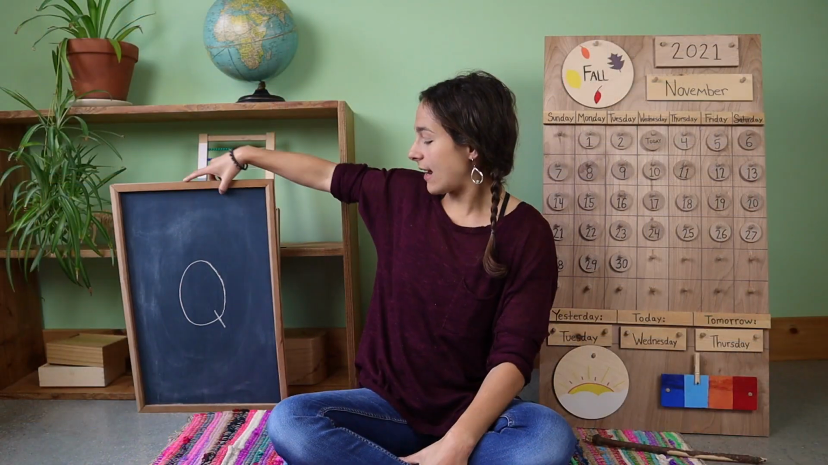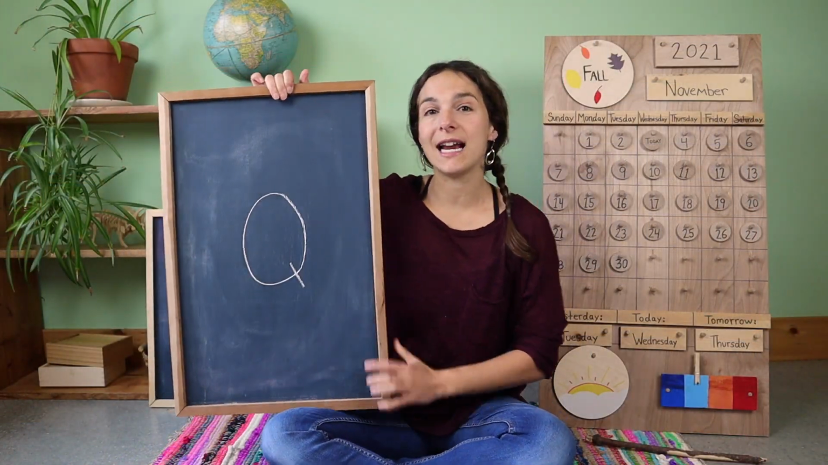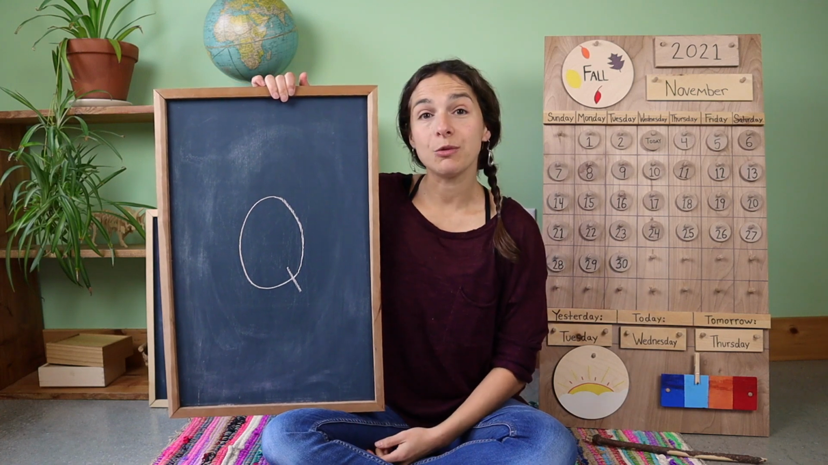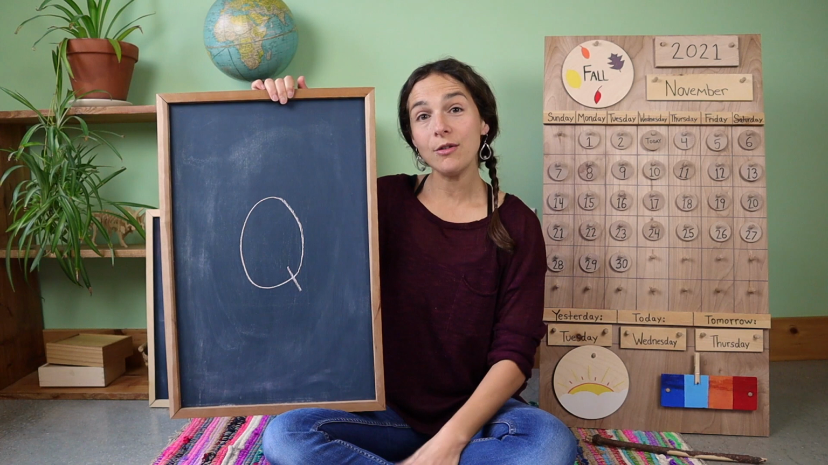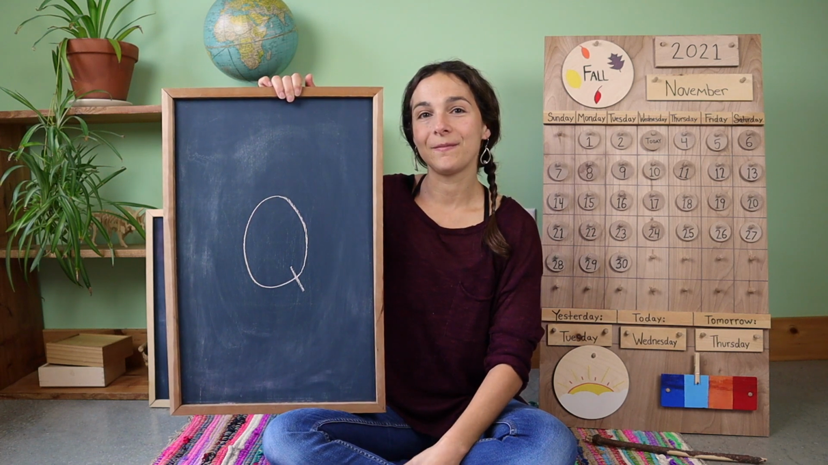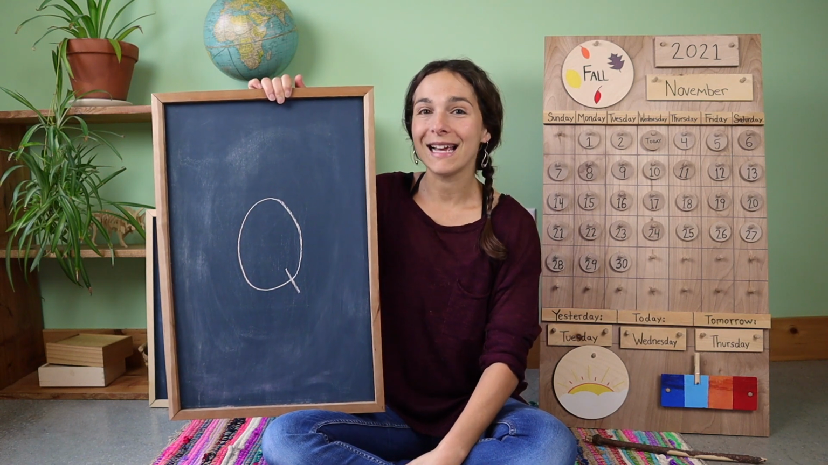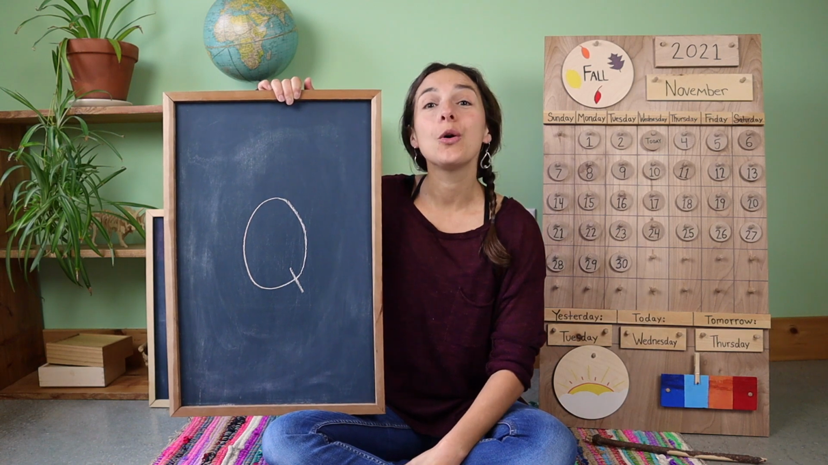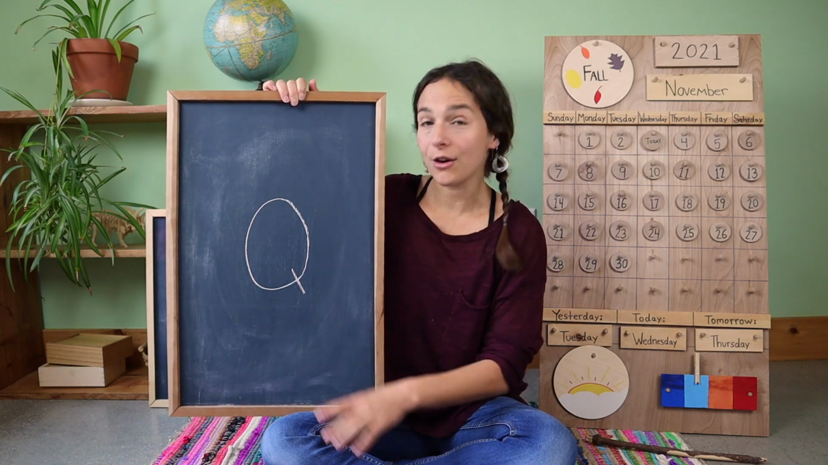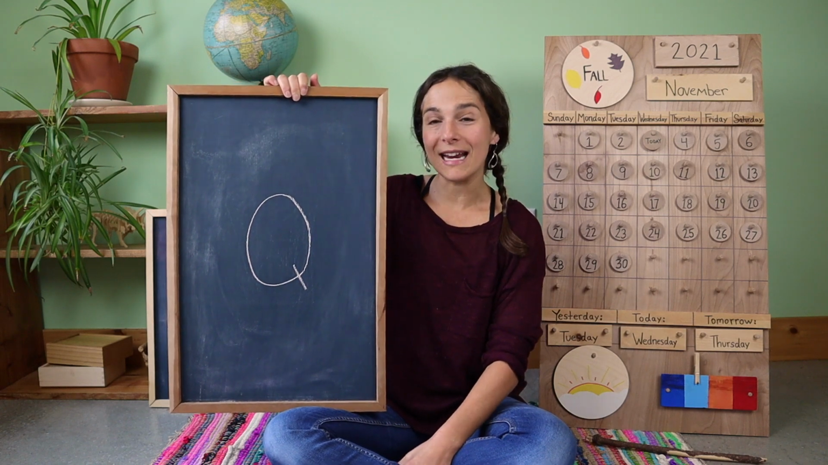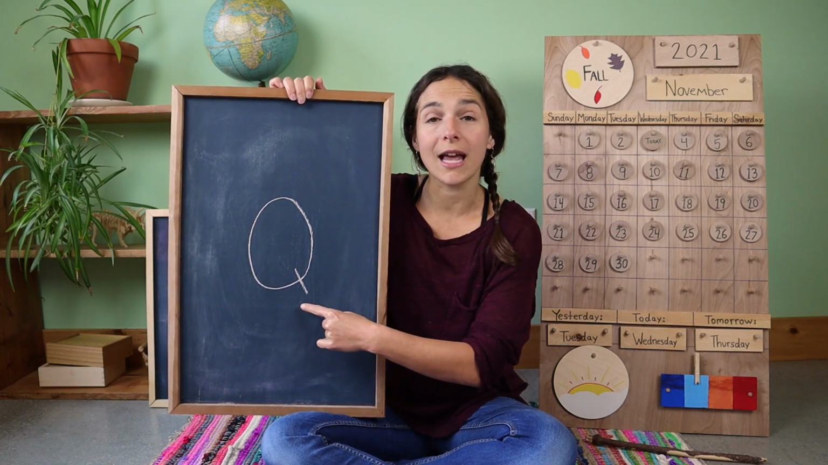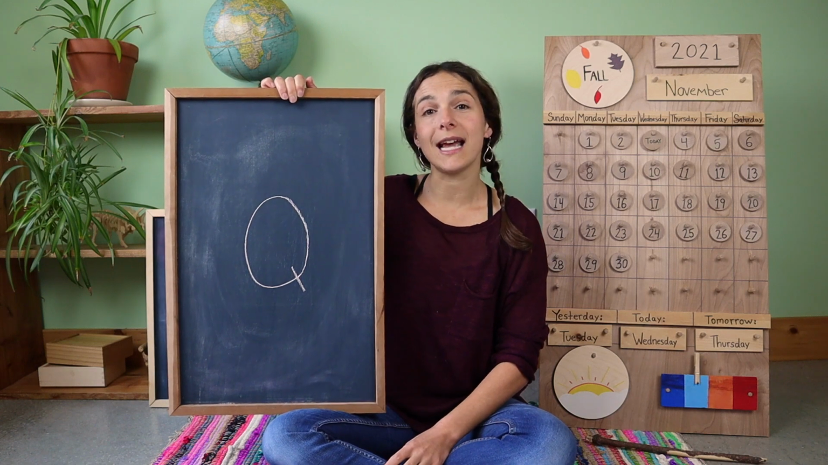Let's move on to the letter, the number, and the sign of the week. This week, we've been talking about this capital letter. What sound does this letter make? Qu. Let's do that together. Qu. And what letter is this? Q. You're right. This is an uppercase or capital Q. Q says Qu.